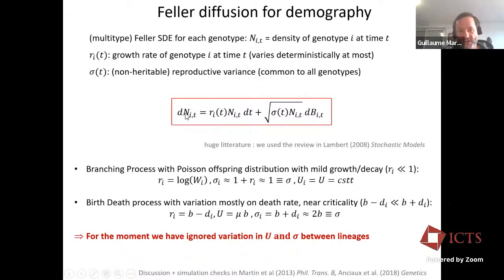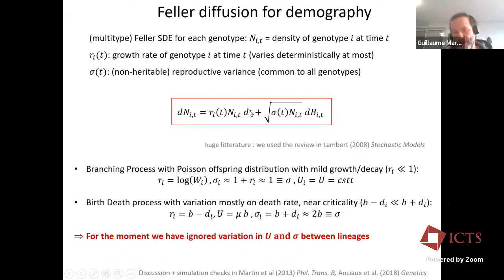You can write the change dn over some infinitesimal time as R_i n_i dt, which is really deterministic exponential growth, plus sigma n_i square root of dB_t. Here dB_t is an infinitesimal change that you can roughly consider a random deviate from a Gaussian distribution with mean zero and variance dt, although it's not written like this, so it's not a proper way to say it. Basically, you're adding some Brownian noise.